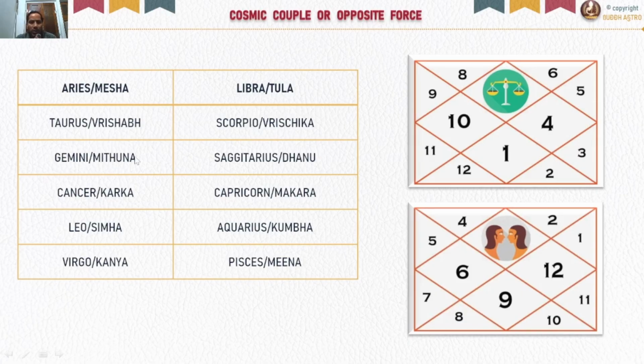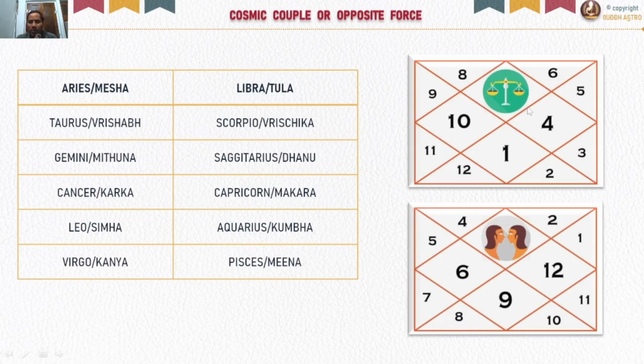Gemini or Mithuna sign will be opposite to the Sagittarius sign or Dhanu sign. Cancer or Karka sign will be opposite to the Capricorn or Makara sign. Similarly, Leo or Simha sign will be opposite to the Aquarius or Kumbha sign. And Virgo or Kanya will be opposite to the Pisces or Meena sign. This is fixed. These signs come together, or we can say they are opposite to each other.